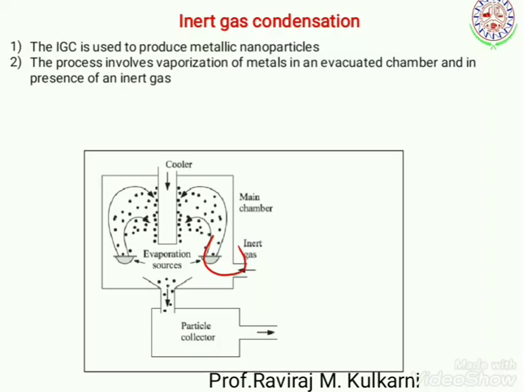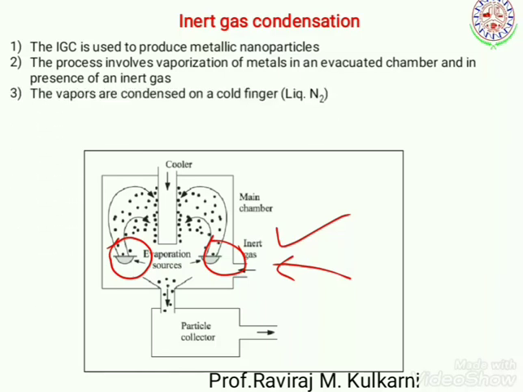Here in these crucibles we keep the metals and we heat them in an inert condition. Inert gas is allowed to let in here. So in the presence of inert gas, the metal is evaporated. The evaporated metal is condensed on this cold finger. In this we fill liquid nitrogen.